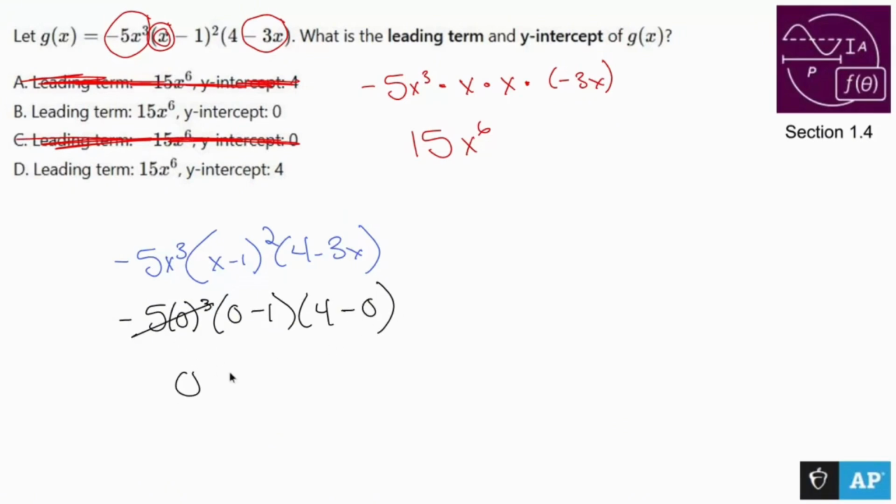So the first factor becomes 0, the second becomes negative 1, and the third becomes 4. And last time I checked, 0 times anything is just going to equal 0, which means our y-intercept is that. And that's going to be B.